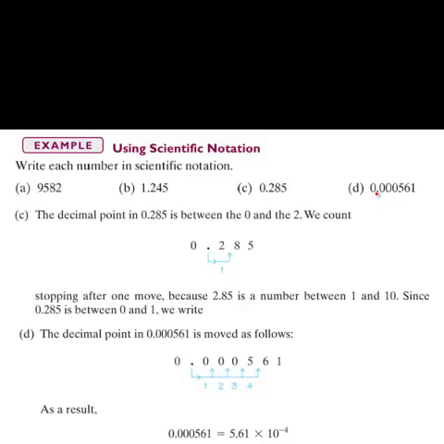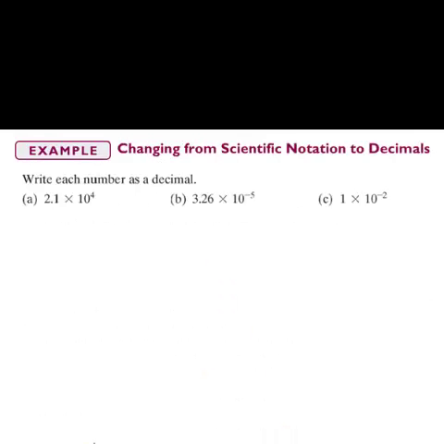Or you have the 0.000561, so you have to move that decimal point over 1, 2, 3, 4 units to the right. So you have 5.61 times 10 to the negative 4 power written in scientific notation. And then we can go in the opposite direction. If you have your number written in scientific notation, then you can express it in standard form.